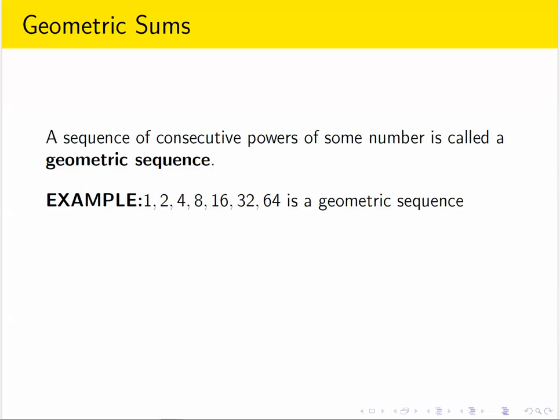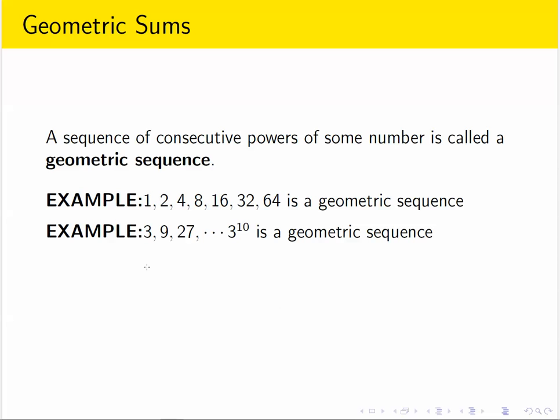1, 2, 4, 8, 16, 32, 64. Those are all powers of 2, right? 64 is 2 to the 6th. 32 is 2 to the 5th. And if you go back to the beginning here, 1 is actually 2 to the 0. So we can see that all of the numbers in this list are consecutive powers of 2: 2 to the 0, 2 to the 1, 2 to the 2, etc. So that's a geometric sequence.